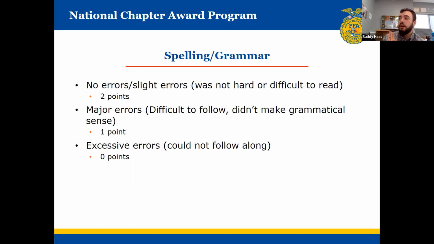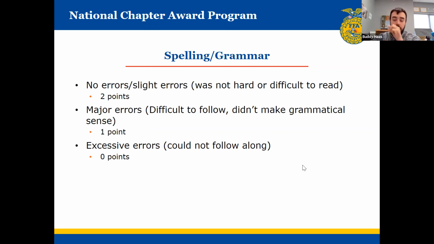So the challenging part again is up to your own interpretation of what no errors or slight errors, major and excessive errors are. Again, understand that high school students are writing these, but use your best judgment. I always use the rule of thumb of what was in the parentheses. Okay, it was not hard or difficult to read, I award full points. If it's difficult to follow or didn't really make sense here or there, that'd be major errors, which would be 1 point, or the midpoint value. Or if I really could not figure out what was going on, that'd be excessive errors, and you'd award 0 points for that activity.